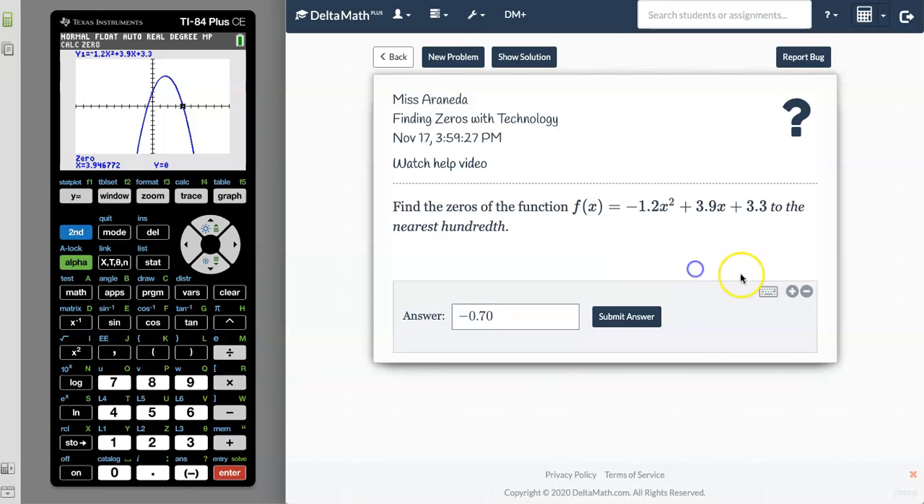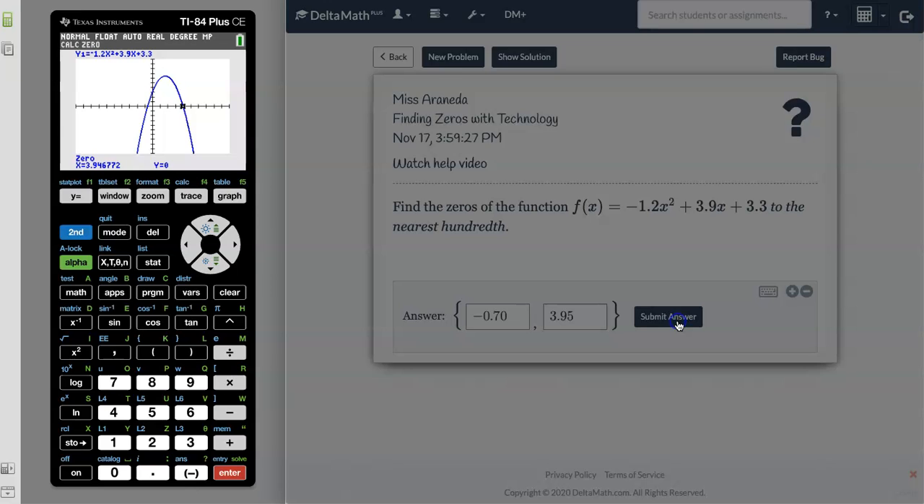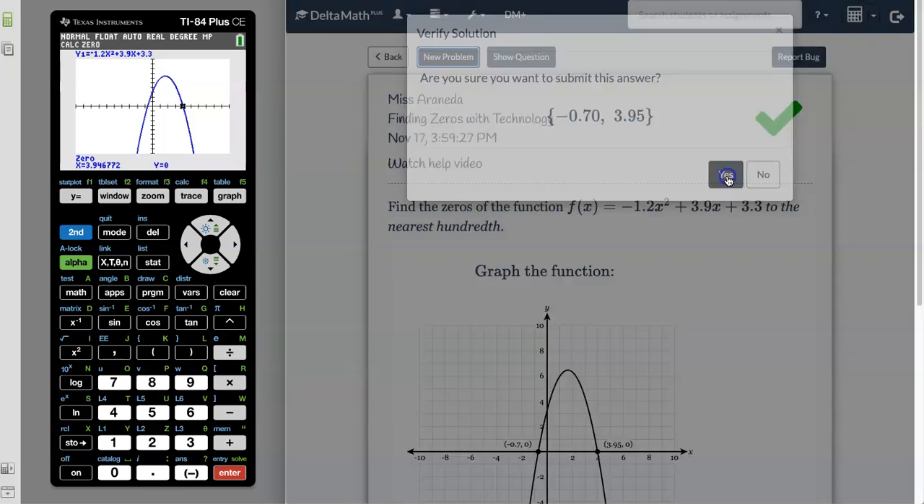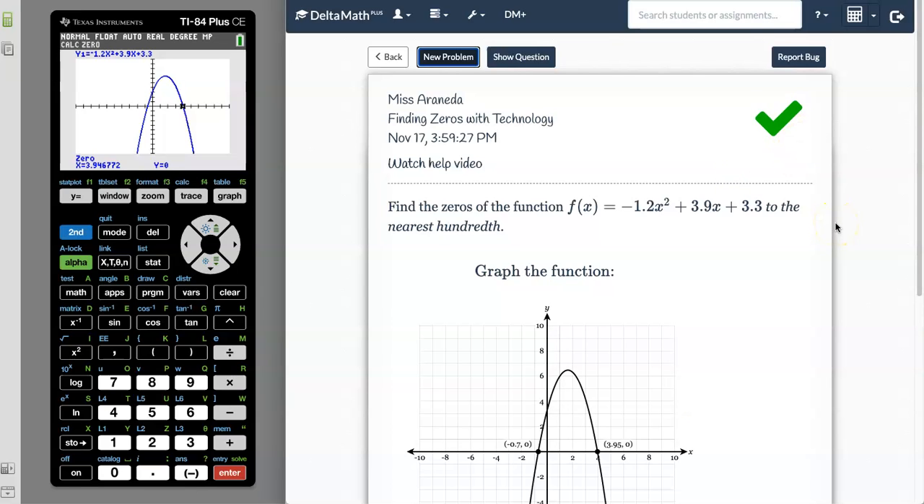So what I'm going to do in Delta Math is press the plus button. It's going to give me another box to put an answer in. So 3.95, and that should round up to 3.95. All right, so let's go ahead and submit our answers. Yes, I'm sure. And there we go, our correct answer.